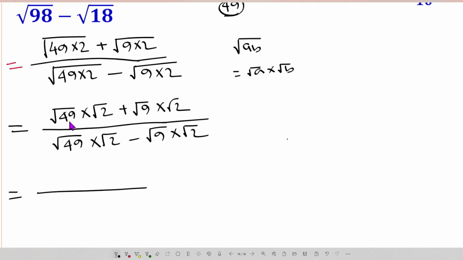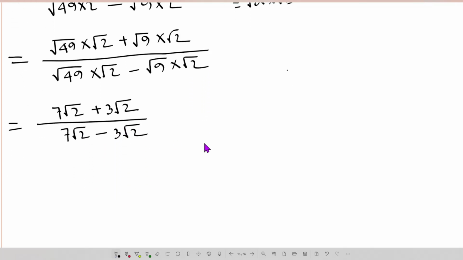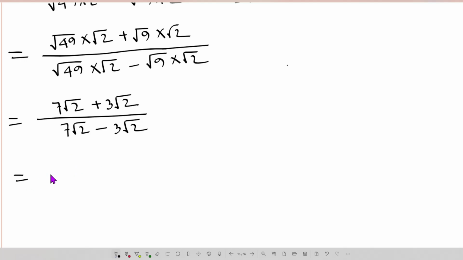So root 49 means 7, and here root 9 means 3, and here is root 2. Similarly, 7 root 2 minus 3 root 2, okay. Now look, here is 7 root 2 plus 3 root 2, so we can write 10 root 2, and here 7 root 2 minus 3 root 2 means 4 root 2, okay.